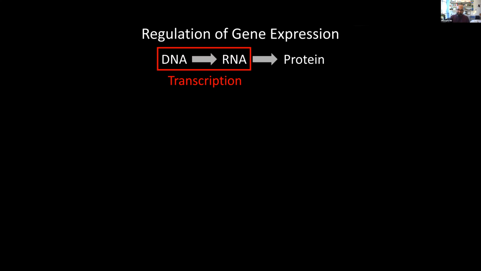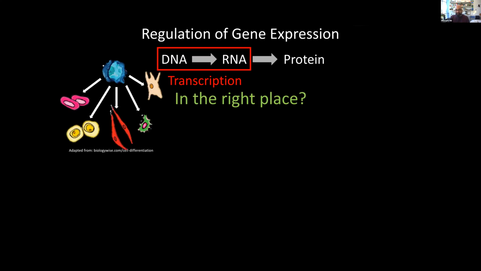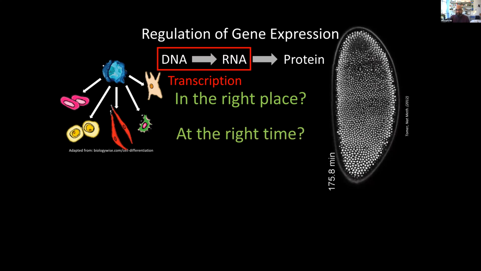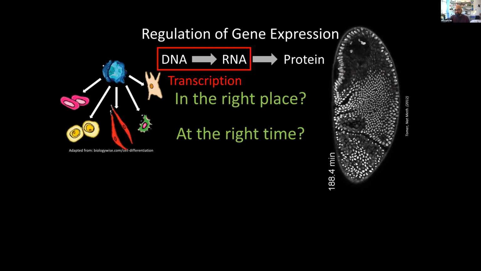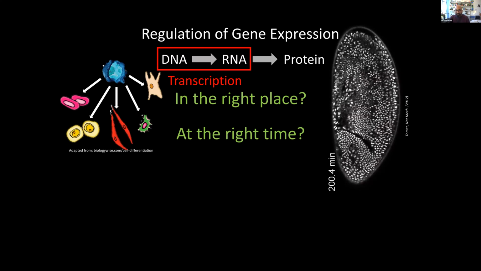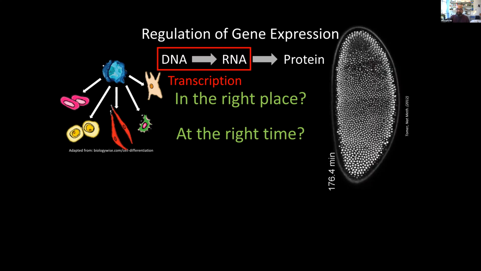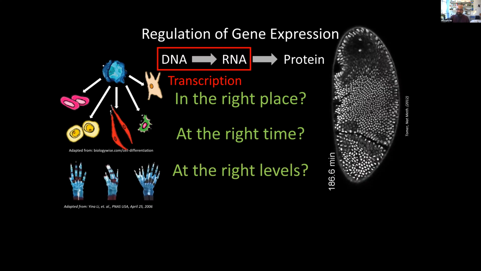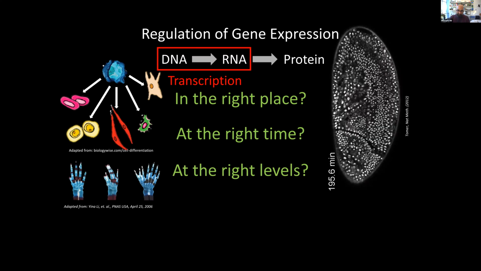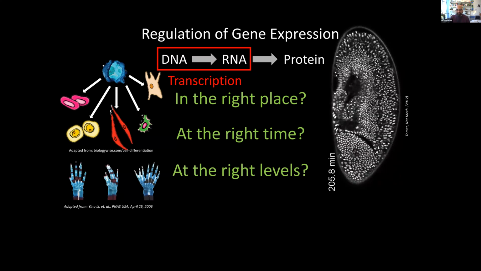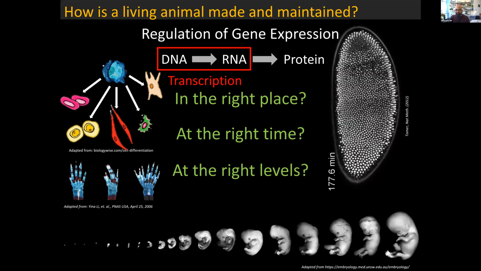So the challenge is transcribing the right genes in the right place so that you make all the different cell types that compose our bodies, for example, at the right time so that embryonic development proceeds with this beautiful clockwork-like choreography that we see in all animals, and at the right levels so that we avoid developmental defects, for example. And then how all of this comes together to make and maintain a living animal.